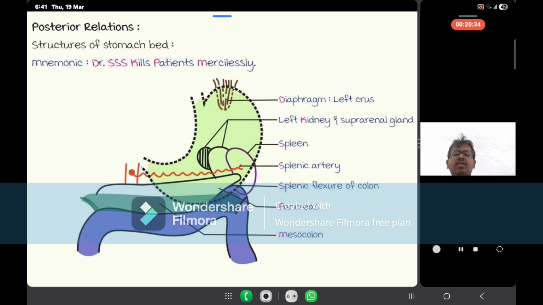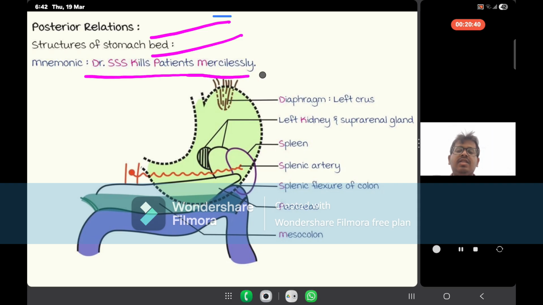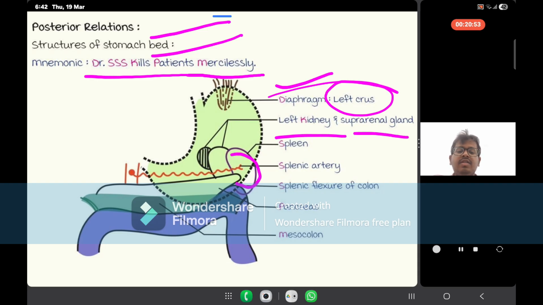So you understood the posterior relation structures of the stomach bed. Doctor assesses kills patient mercilessly. What we see here is the diaphragm, the left crus of the diaphragm. Next we see the left kidney and the suprarenal gland, and obviously the spleen. This is the splenic artery. This is the pancreas, the splenic flexure of colon. This is the pancreas, and this is the mesocolon.